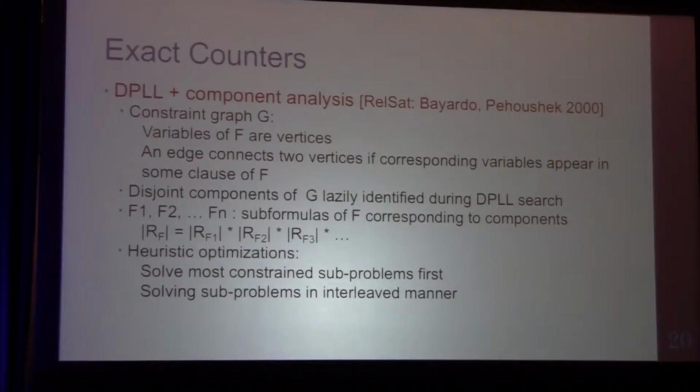So this actually leads to a decomposition of the original formula itself into a set of sub-formulas, and the original formula is given in conjunctive normal form. It's decomposed into a conjunction of sub-formulas with disjoint supports. And once you have a conjunction of formulas with disjoint supports, you can count the models of each one of them and then multiply. So that's the optimization that's used, and then there are a whole bunch of heuristic optimizations.